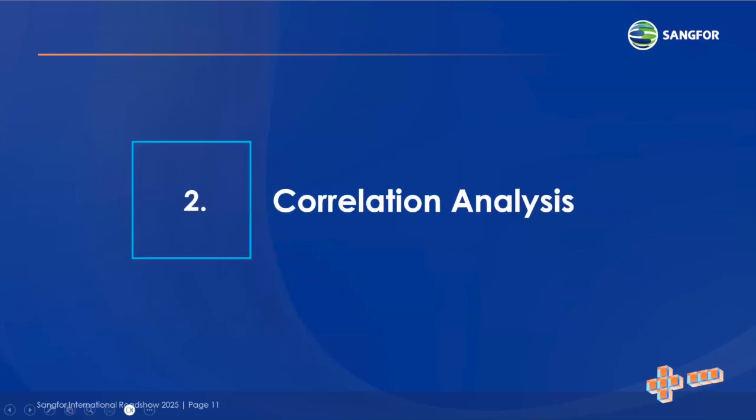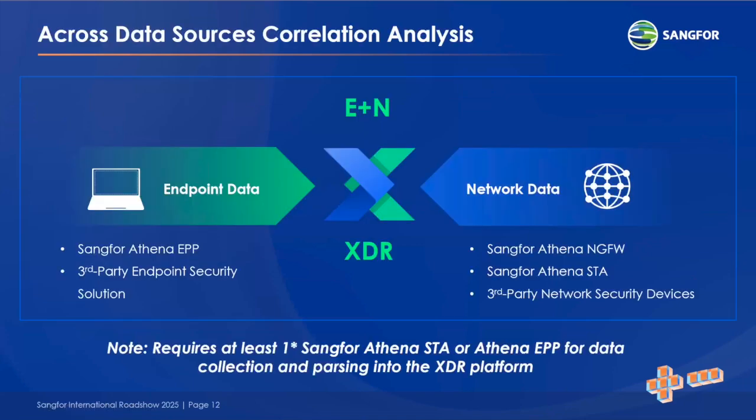Okay, and the second one is a correlation analysis. So how to understand correlation? This part is very important because we standardize the different logs into one single standard. What we are highlighting are the endpoint and the network, the two angles.